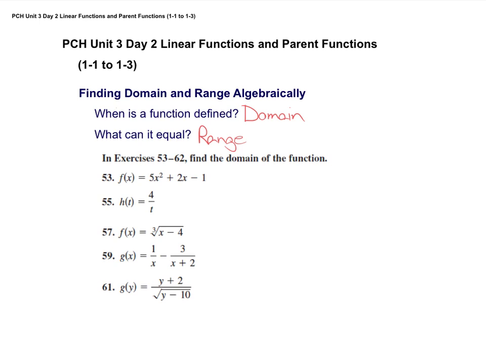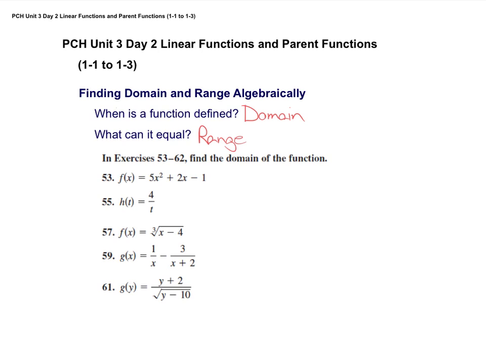Keep that in mind, and that'll help you keep these straight, alright? The range tells us what the function can equal. What are the results? The y coordinates. Okay? When is it defined? What determines when it's defined is what the value of the independent variable, or x, is. Okay, so that's our domain.